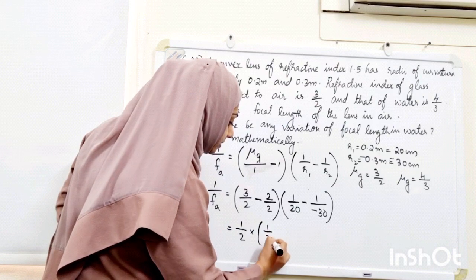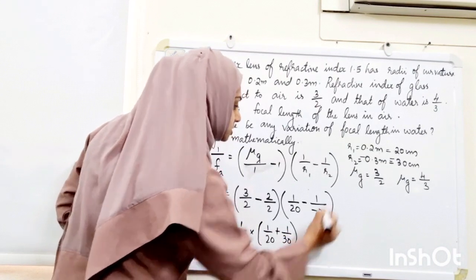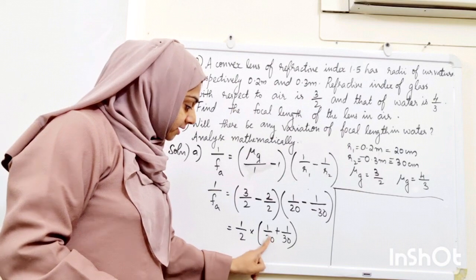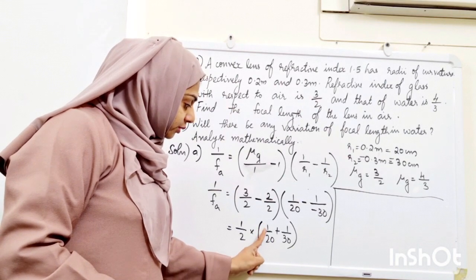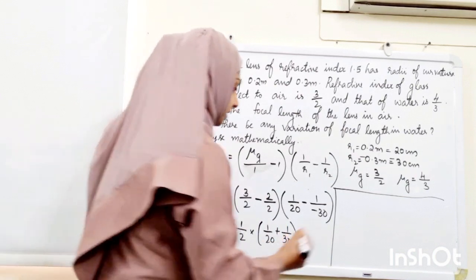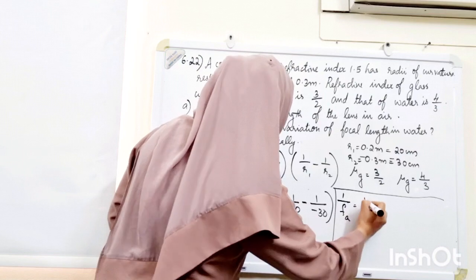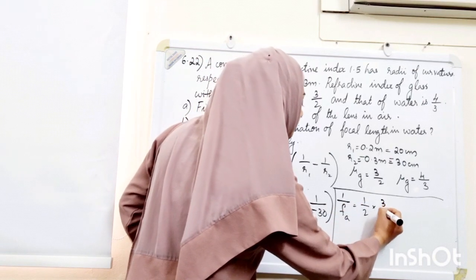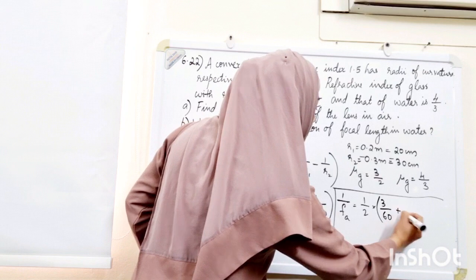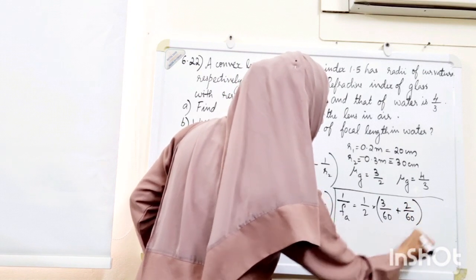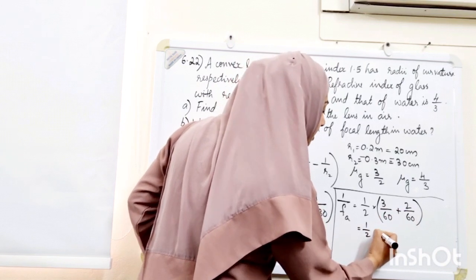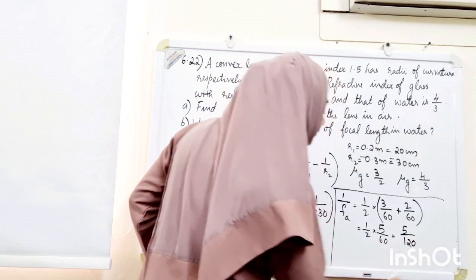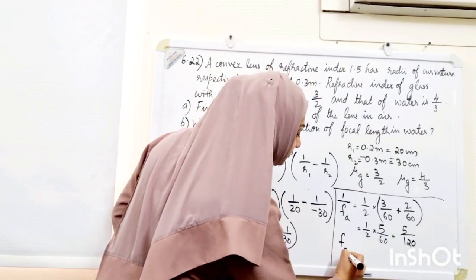So this is equal to 1/2 times 1/20 plus 1/30. So here, in order to make the denominator same, I will multiply the numerator and denominator here with 3 and here with 2. So I will get 1 by FA is equal to 1 by 2 times 3 by 60 plus 2 by 60. So this is equal to 1 by 2 times 5 by 60, or this is equal to 5 by 2 times 60, which is 120. So I have to find the focal length of the lens when it is in air.